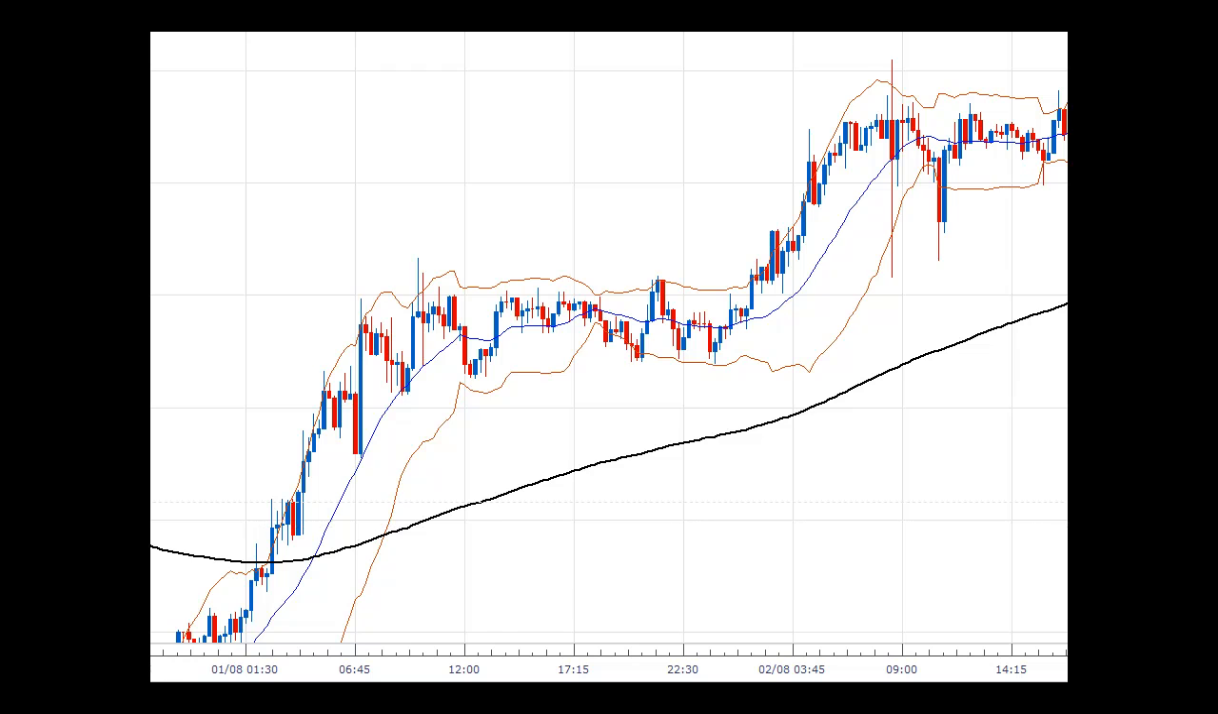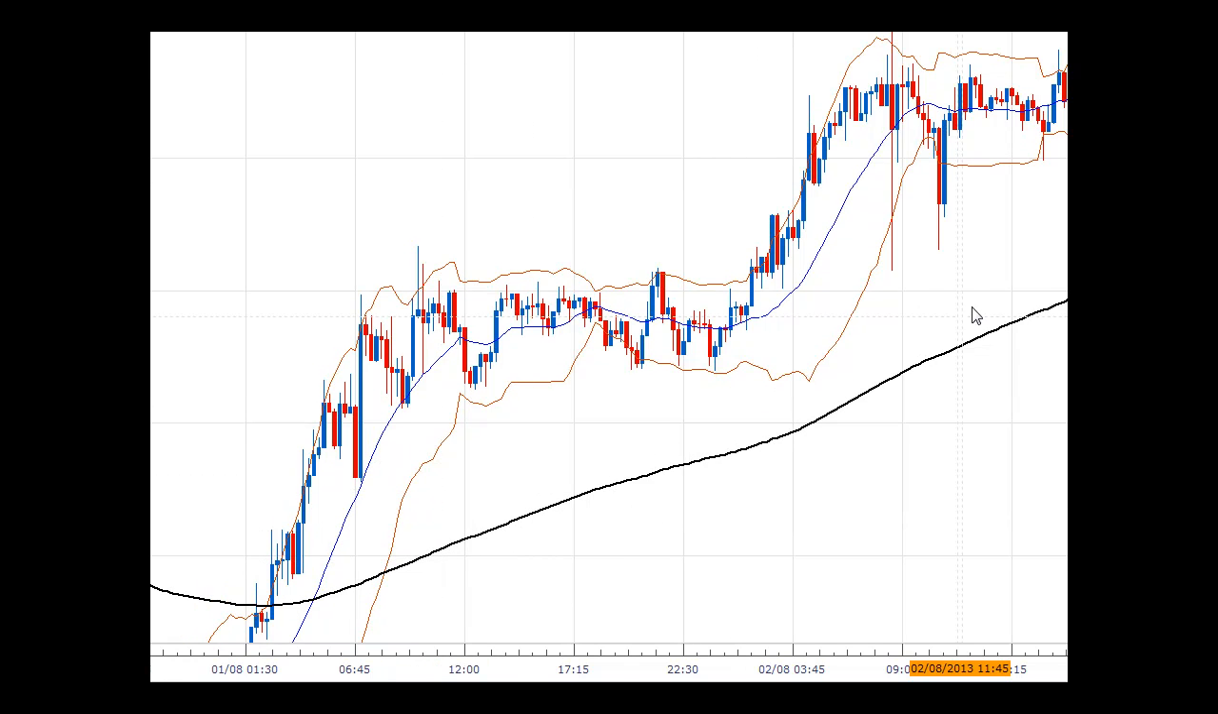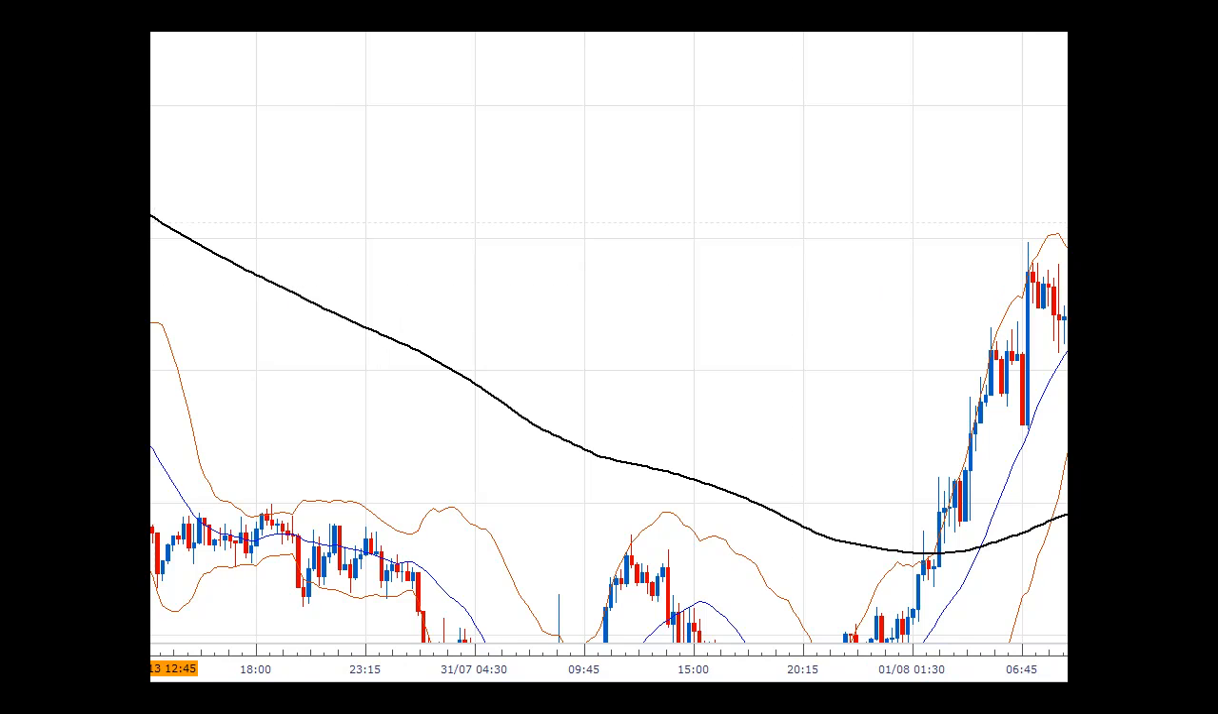What you can see here is the slope of this 200 EMA. This is usually how I use it to tell the trend of the market, because if it's sloping upwards, it's a sign that the market is in a strong uptrend. As you can see here, it's in a downtrend, and that's why it's sloping downwards.